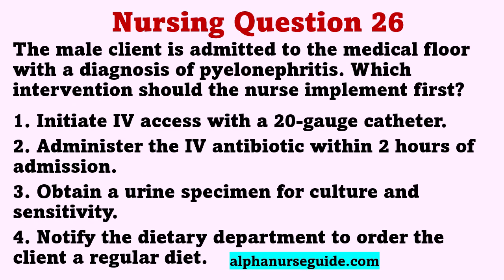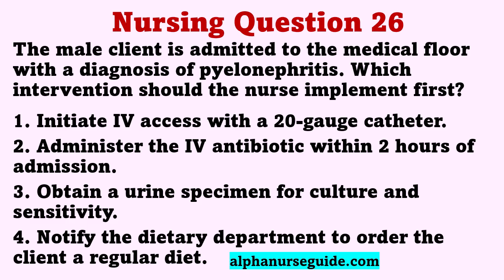The male client is admitted to the medical floor with a diagnosis of pyelonephritis. Which intervention should the nurse implement first? 1. Initiate IV access with a 20-gauge catheter. 2. Administer the IV antibiotic within 2 hours of admission. 3. Obtain a urine specimen for culture and sensitivity. 4. Notify the dietary department to order the client a regular diet.